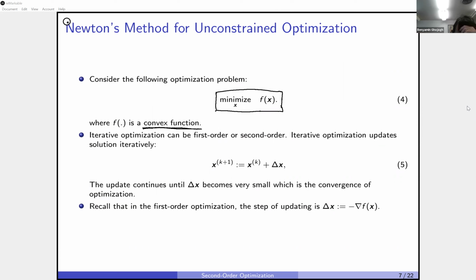But iterative optimization can be first order or second order. So this is the general case for updating in iterative optimization, right? x_{k+1} equals x_k plus delta x.